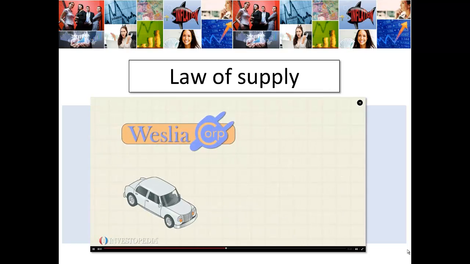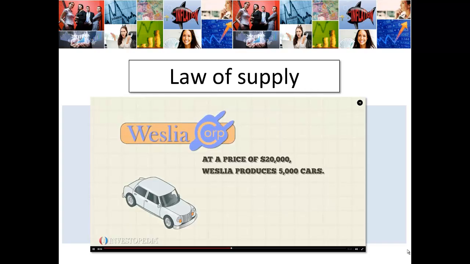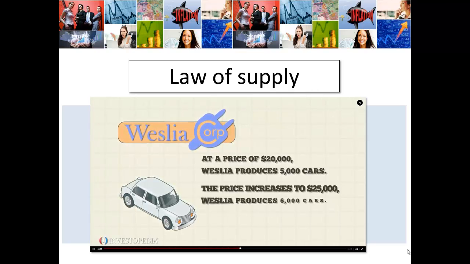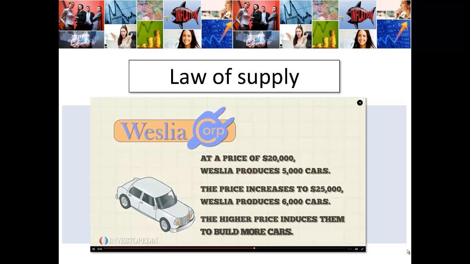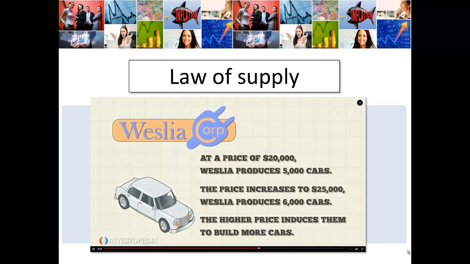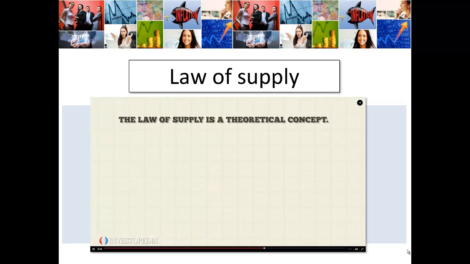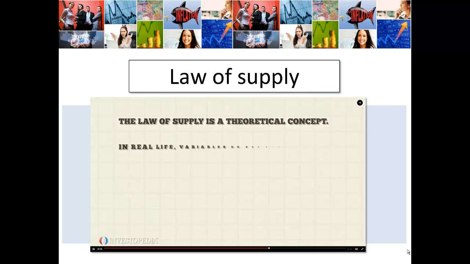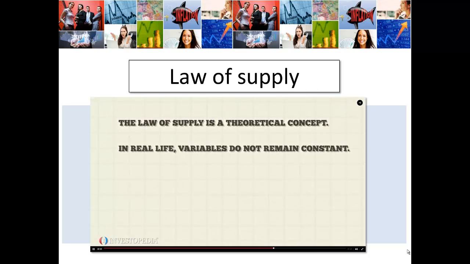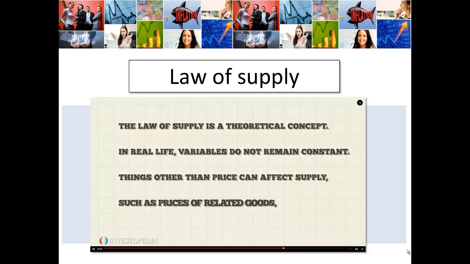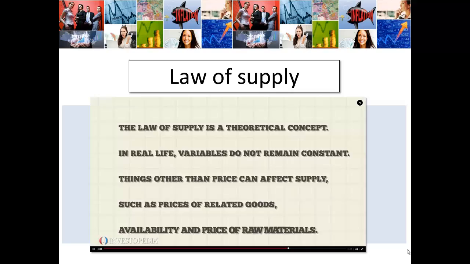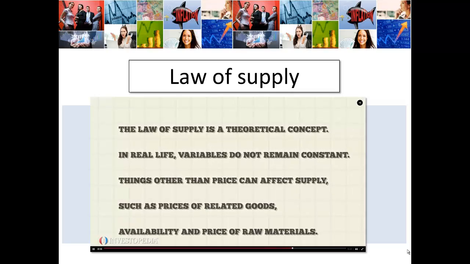Wesleya Corp produces electric cars. At a price of $20,000, Wesleya produces 5,000 cars. If the price increases to $25,000, Wesleya will produce 6,000 electric cars. The higher price induces them to build more cars. The law of supply is a theoretical concept. In real life, variables do not remain constant. Things other than price can affect supply, such as prices of related goods, availability, and price of raw materials.